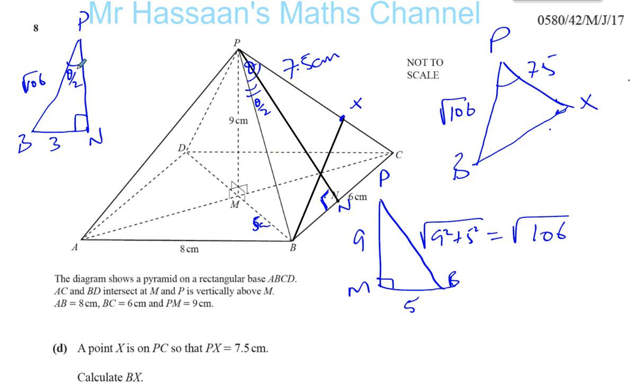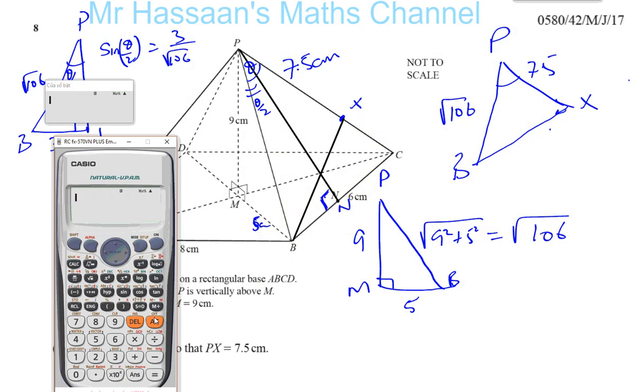So for the angle we need, we can use opposite over hypotenuse, which is the sine. So the sine of theta over 2 is going to be the opposite over the hypotenuse. So theta over 2 is going to be the inverse sine of that. Let me take my calculator, and inverse sine of 3 divided by the square root of 106, close bracket.